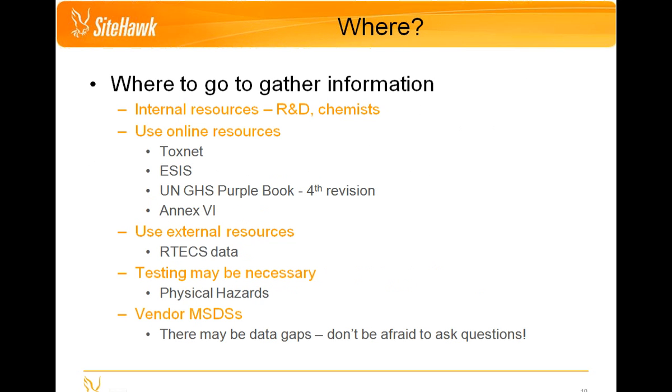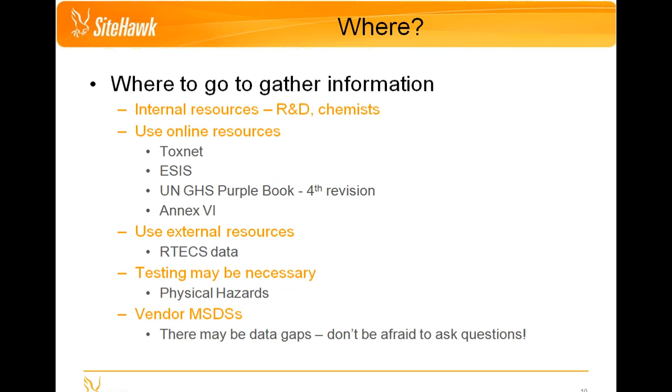All right, so now we know what data to gather. So where do you need to go to gather this data? Well, first of all, use internal resources. Perhaps you can go to your R&D department to determine some of this information, or you can go to chemists, engineers, EH&S specialists. All of these people are great places to start when looking for material level data.